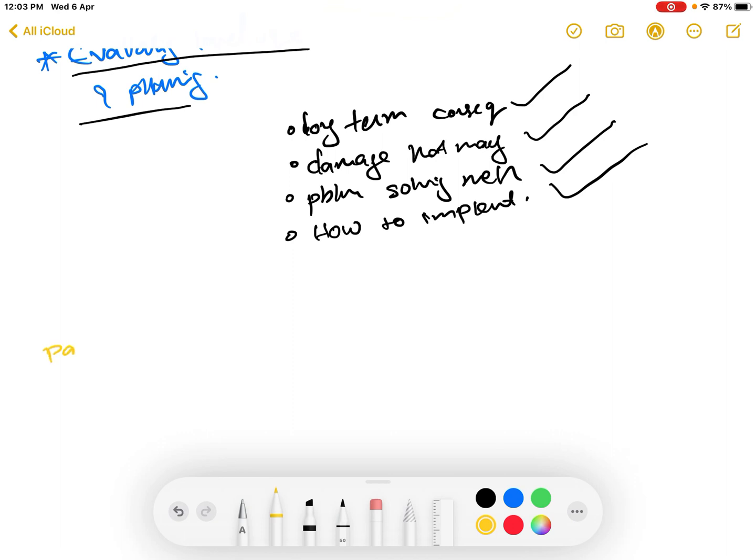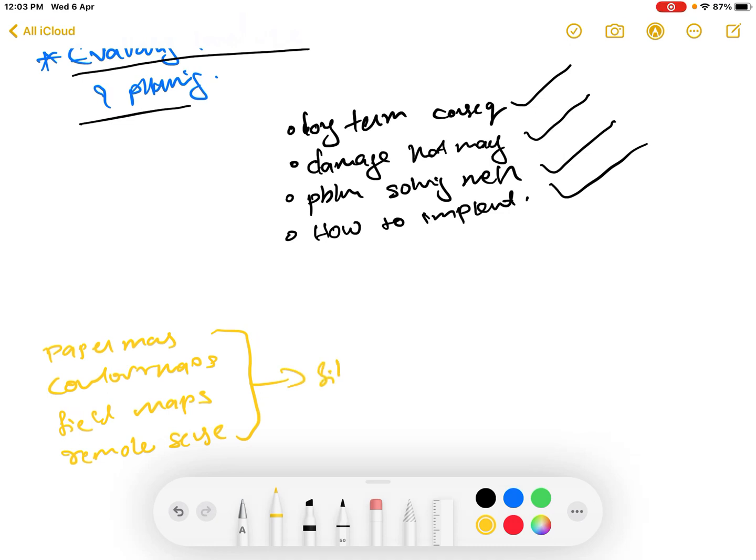So how do we site areas in GIS? We can use maps, like paper maps, contour maps, field maps, and we can also use remote sensing. These methods can be used to site areas for GIS.